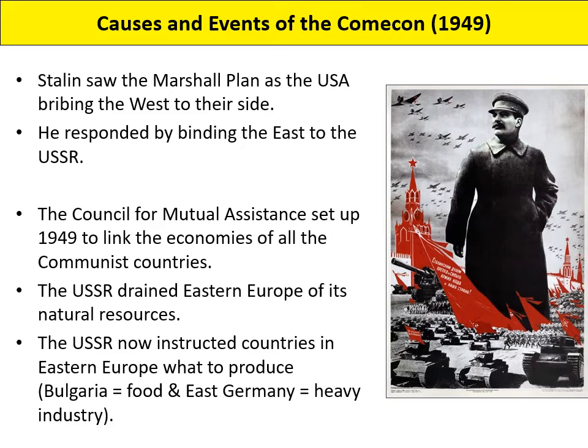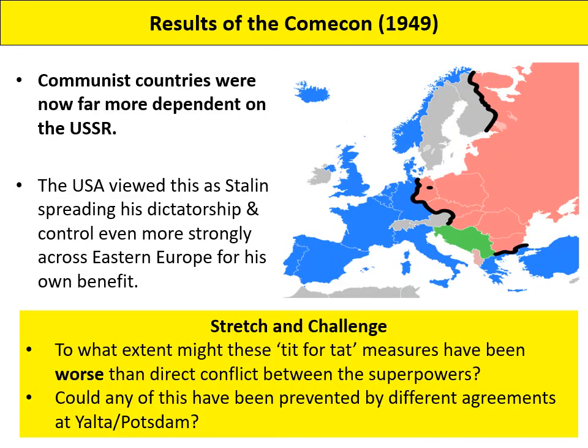So Bulgaria, for example, because it's got plenty of agricultural lands, was made to focus on food. Whereas East Germany, although they did have agriculture, were told to focus on heavy industry, in other words, the making of metals for equipment and things like that. The result of this is that communist countries in Eastern Europe are incredibly dependent on the USSR. In other words, they're not self-sufficient.